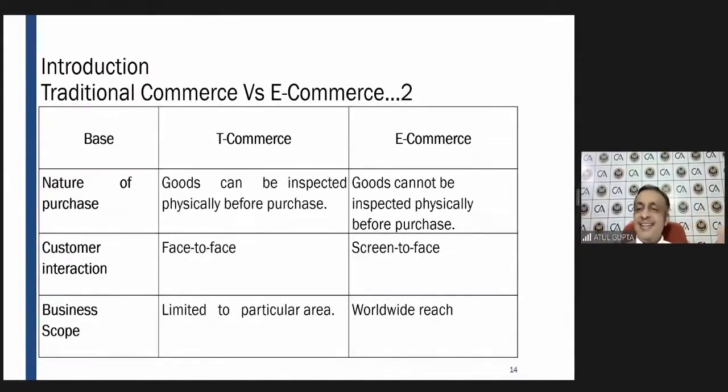Then, I've taken the example of Mango. Customer interaction: traditional commerce is face-to-face, e-commerce is screen-to-face. But yes, you must have seen those advertisements by banks that you can have video banking, video KYC. So that way, people are orienting themselves to electronic commerce. Then, yes, the best part is worldwide reach for e-commerce.